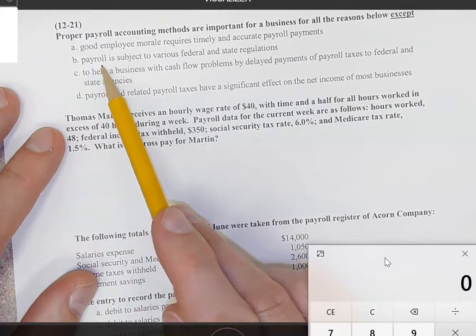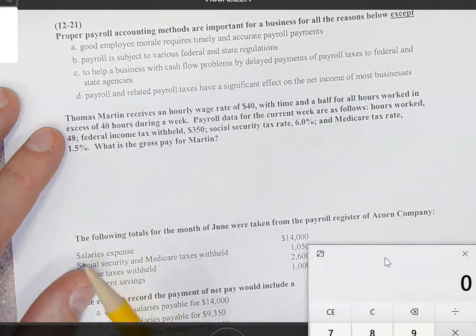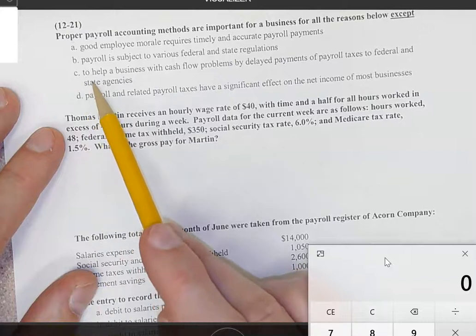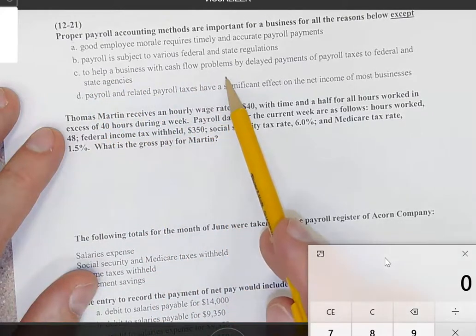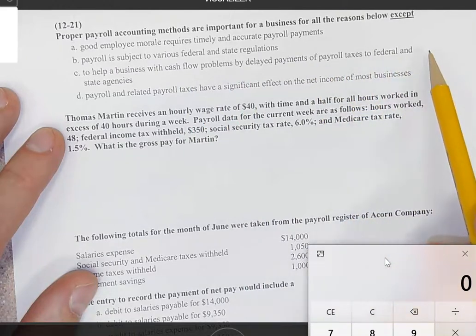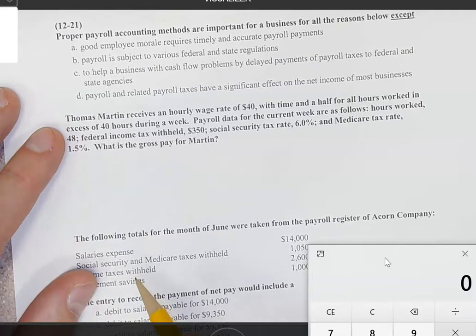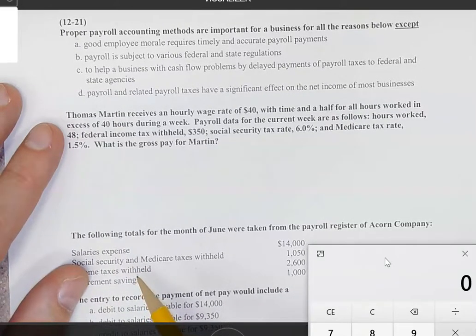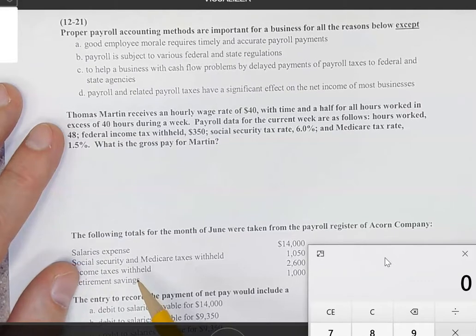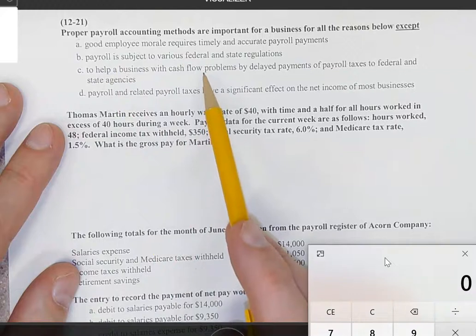Payroll is subject to various federal and state regulations. Sounds good to me. Therefore, it's not the right answer. C, to help a business with cash flow problems by delayed payments of payroll taxes to federal and state agencies. Okay, well, we are actually getting a little bit of a benefit if we consider the time value of money. We have a little bit of time to pay these, but this is not why we want to have proper payroll accounting methods. This is a very minor benefit.